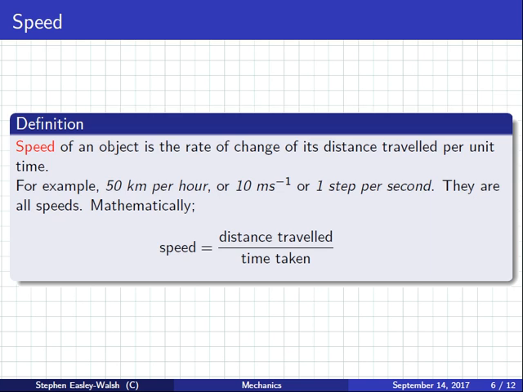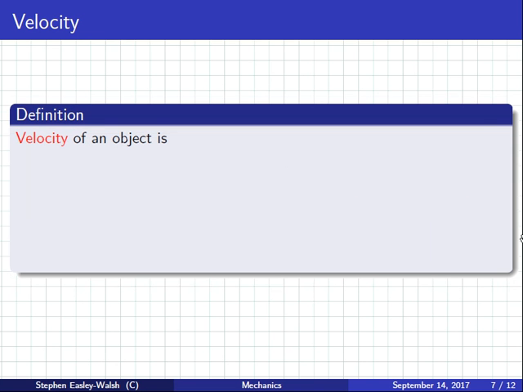Yep. Okay. So does anybody know what velocity is? How is it different to speed? Yeah, you think you know? Go first. How would you describe it as a sentence? Velocity is the rate of change in distance traveled by unit time in a specific direction. Good enough, yes. Perhaps you made it a little bit longer than you need to, but that definition would do fine. I think I went for something a little bit shorter.